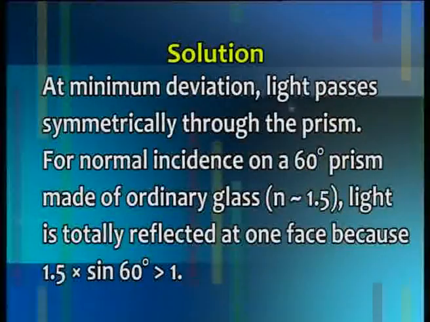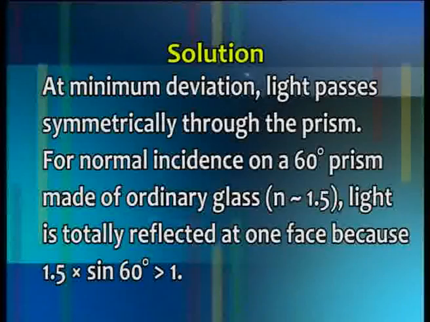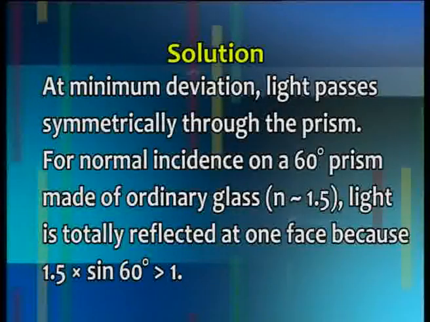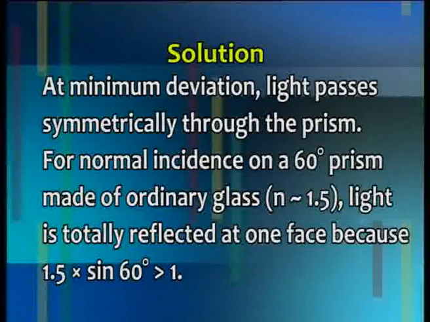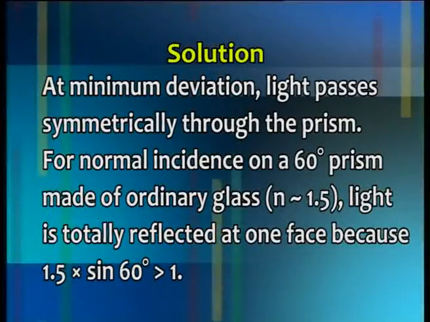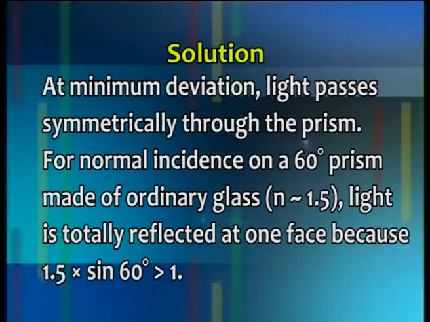First, we are to sketch a ray diagram that shows the incident light on the prism for two different conditions, normal incidence and minimum deviation. At minimum deviation, the light passes symmetrically through the prism. If you look at the sketch, you will see an incident beam on one side of the prism. The light ray passes through and is brought out exactly symmetrically as the incident beam. For that, 3 points.